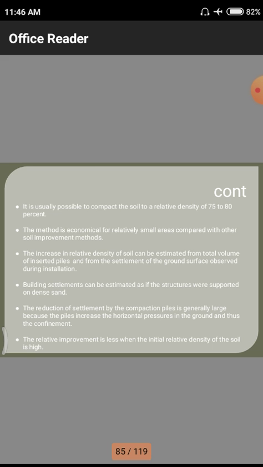And next one is the relative improvement is less when the initial relative density of the soil is high. That means if the soil has a huge amount of density. What is the meaning of density? It means a huge amount of particles are bound in a particular location, so there may be less improvement in that area. If the soil has less density, there may be high improvement. Those two things are inversely proportional to each other. If the density of the soil is high, the settlement will be low. If the settlement is high, the density of the soil is very low. Those two things are inversely proportional.